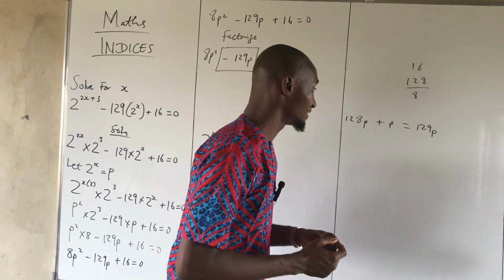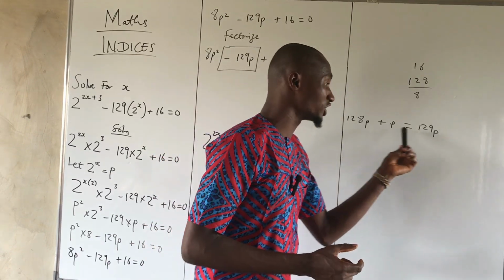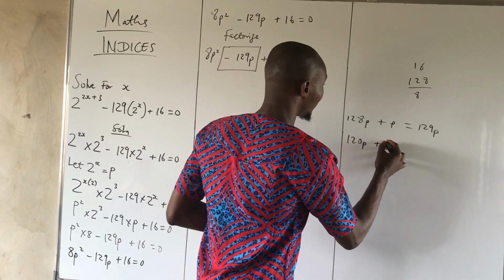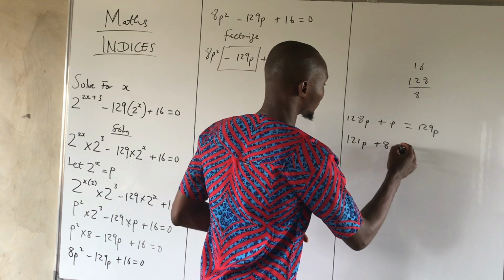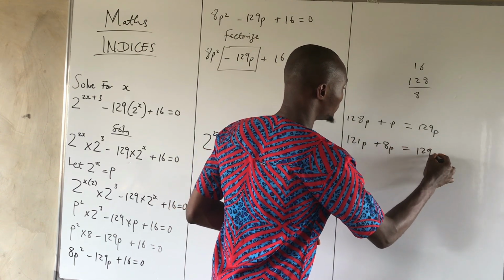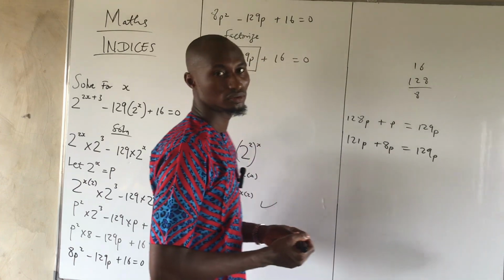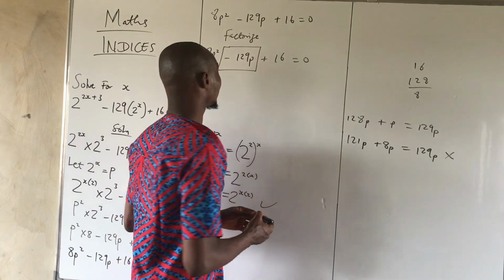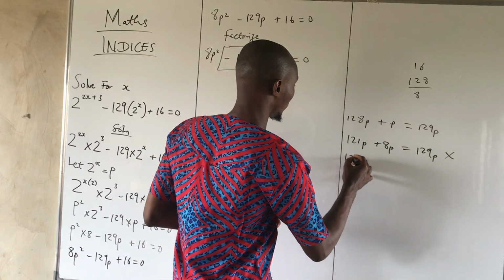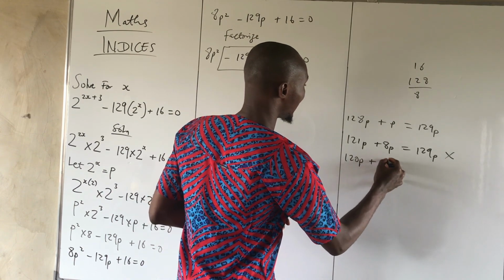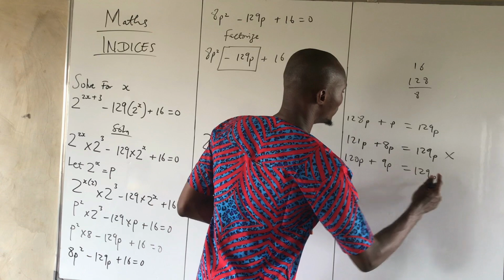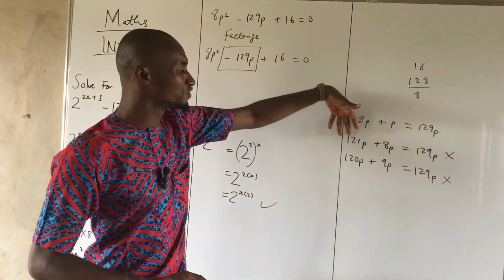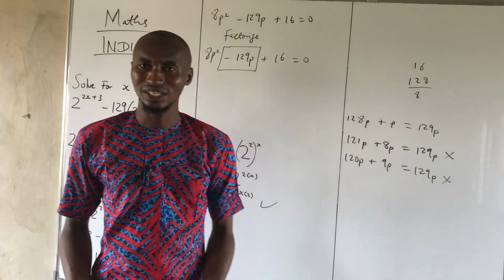But do you know that it's not only 128p plus p that will give us 129p? 120p plus 9p, or 121p plus 8p, can also give us 129p. But can this work? No, this cannot work. Are you getting my point now? Do you know that 120p plus 9p will also give us 129p? But can this work? No. A lot of pairs of numbers can give 129, but they cannot work.